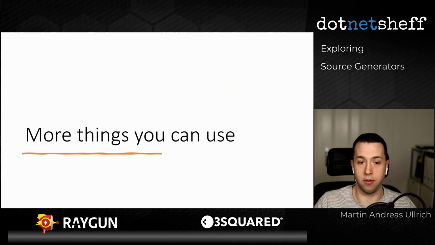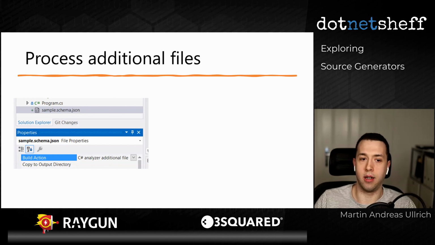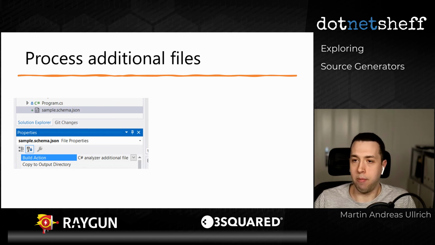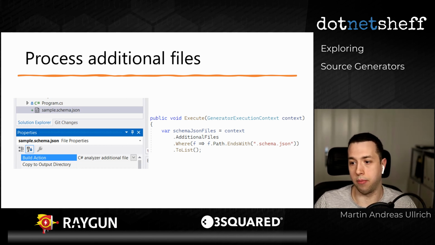So that's on that. There are some other things you can use. I've mentioned schemas and OpenAPI specifications and so on. You can actually make any file in a project also visible to the compiler and therefore visible to the source generator. So if you set this build action to C# analyzer additional file, or in this year's project would just be additional file, then you can ask this generator context, hey, give me all the additional files, maybe that end with a custom suffix that is specific to your generator.